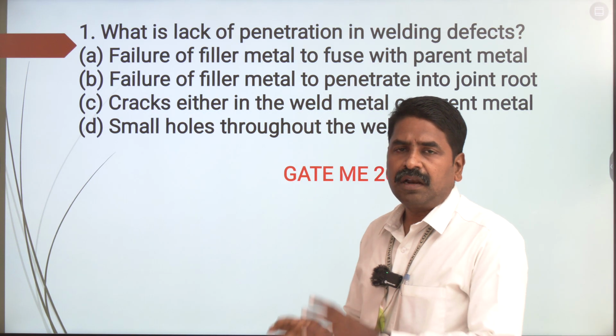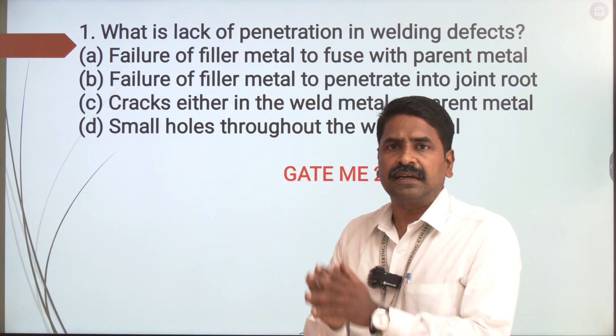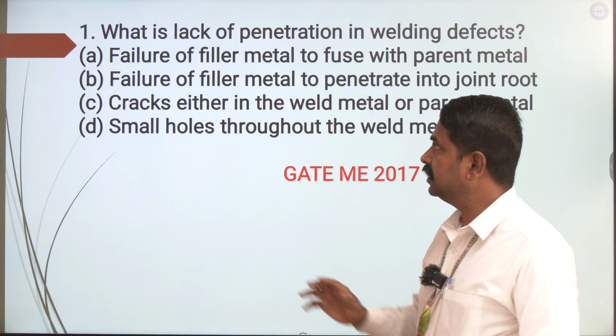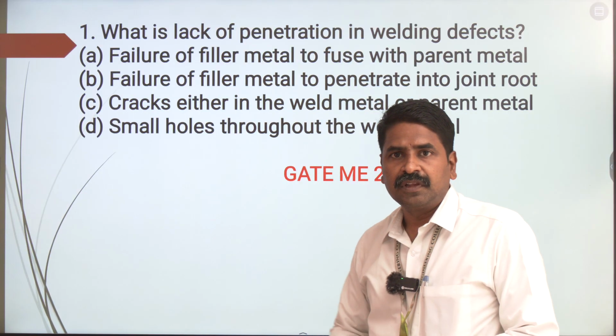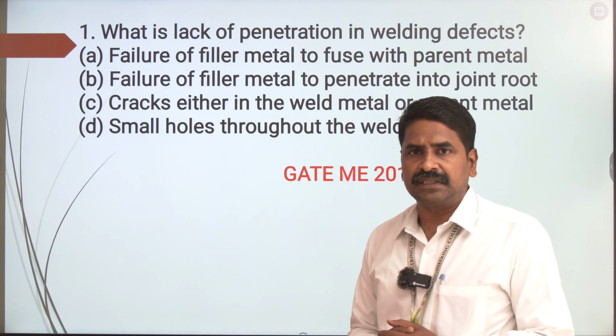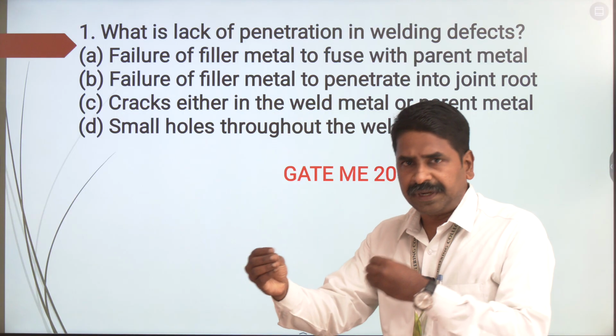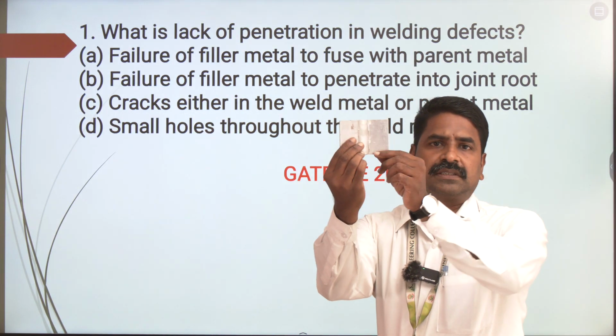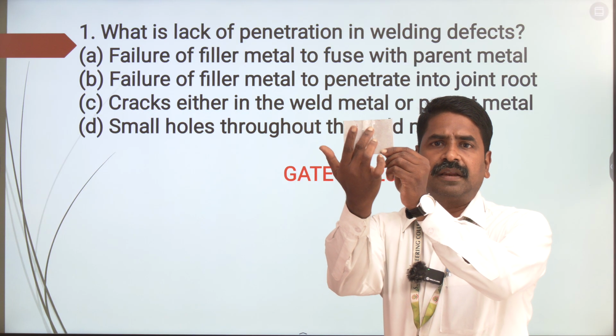First, always read the question twice thoroughly and understand the question. The question itself will have the answer. So what is lack of penetration? What do you mean by the term lack of penetration? As you can see here, you are going to penetrate into something. A joint means you have to join it permanently like this. Your structure is going to be attained over here. The joint is going to be attained in a permanent manner.